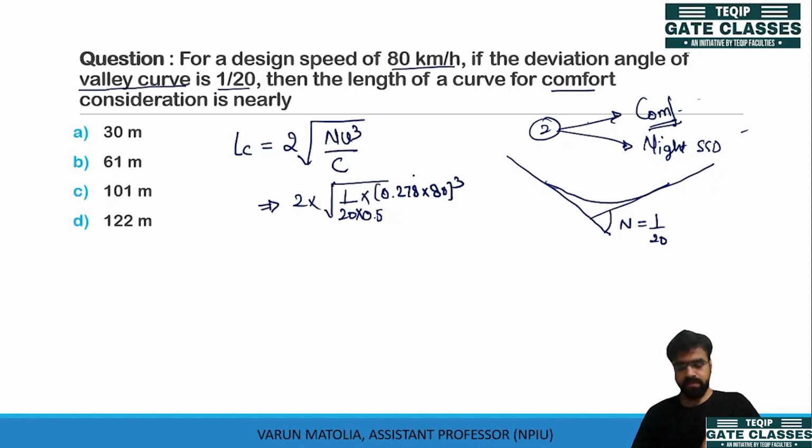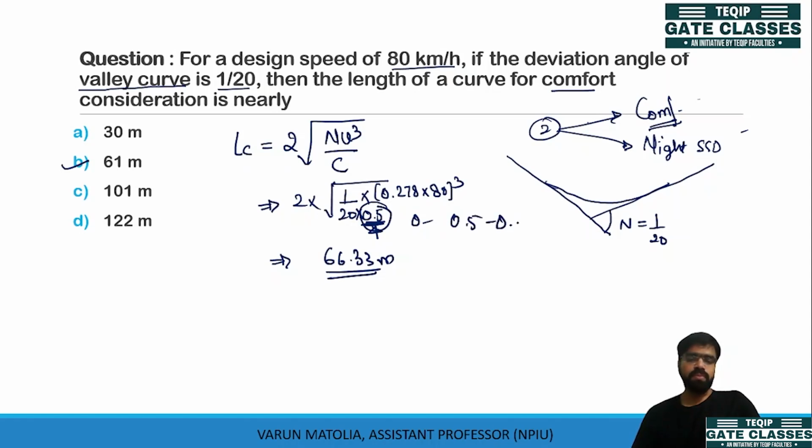So 0.278 multiplied by 80, whole cube, divided by 0.5 divided by 20. Nothing much changed. Under root of this answer, multiply by 2. So this value is coming out to be 66.33 meters. The nearest value is 61. This means the value of C is a bit more, then only this will reduce. But as it is assumed, it can be between 0.5 to 0.6.